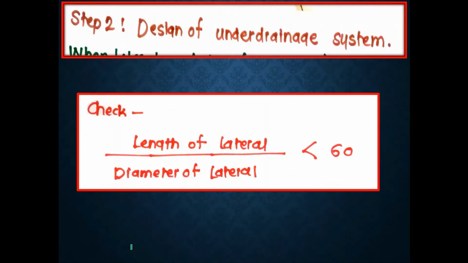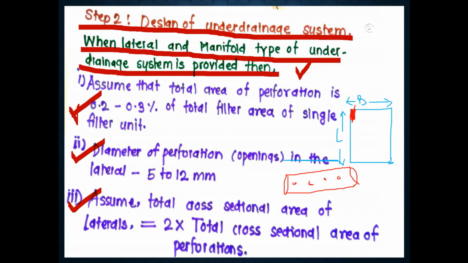Then for the design of the under drainage system, we have to follow all these steps. Okay, in Marathi I will tell you which steps we have to follow. When we have to design an under drainage system, we will use the lateral manifold system. We have to take the cross-sectional area from smaller to larger, but first we have to calculate the smaller cross-sectional area. Smaller means the area of the perforations.